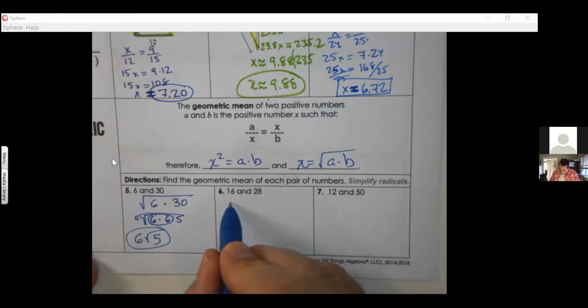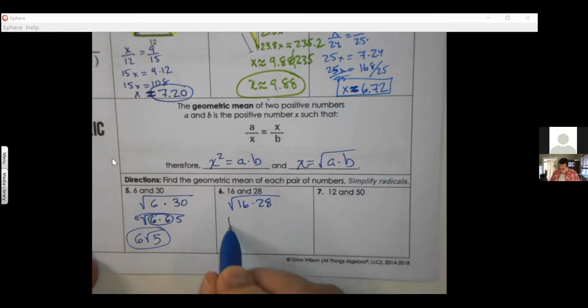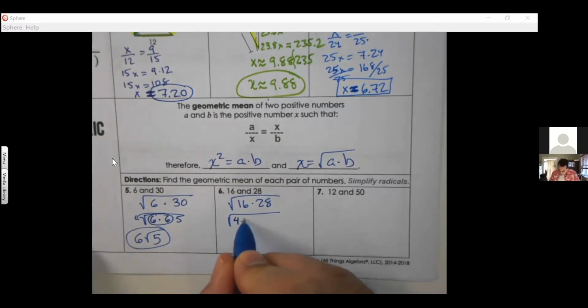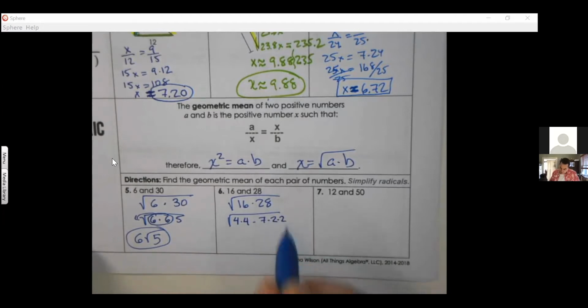Do it again. To find the geometric mean of these two, it's 16 times 28. I could multiply it out, get a big number, and then factor it, but I've already started the factoring, so I'm going to continue with this. 16 I know is 4 times 4, so why not leave those paired up? This is 7 times 4, but the 4 would then be left alone. I'm going to break the 4 into 2 times 2. The 4 comes out, the 2's come out, and the 7 stuck on the inside. The geometric mean of those two numbers is 8 root 7.